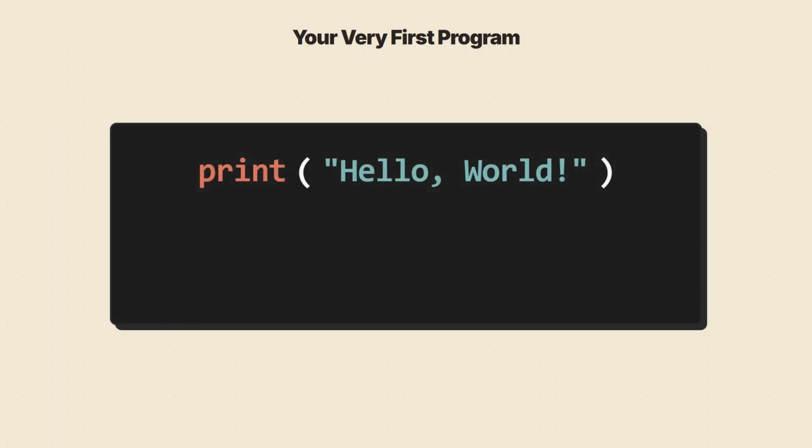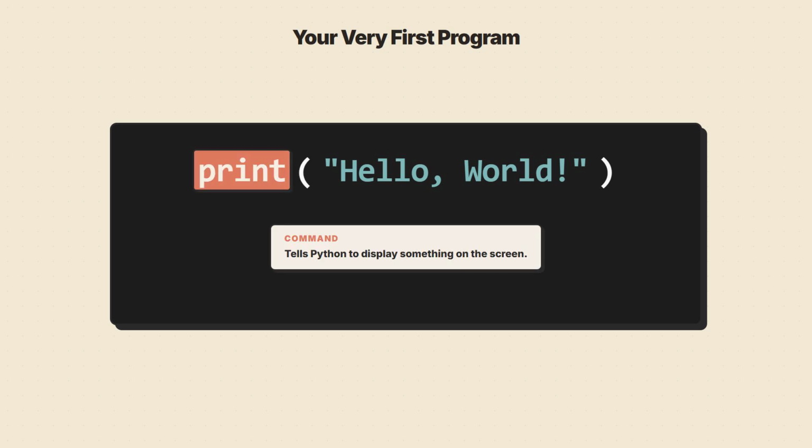Now let's understand what we actually wrote. Take a look at this line again. print("hello world"). It may look unfamiliar right now, but it's actually very simple. Let's break it into pieces. First, we have the word print. The print command tells Python to display something on the screen. Whenever you want your program to show information to the user, you'll often use print.